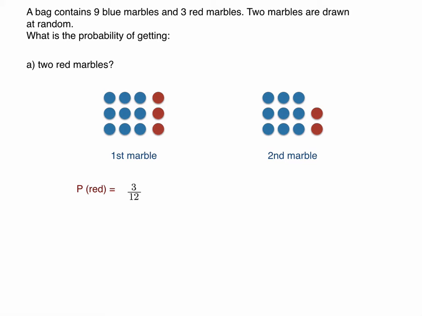So the probability of getting a second red marble is dependent upon the fact that you've already drawn a red marble, or not drawn one, in the first instance. So here our probability now is 2 out of 11. And to get the overall probability of 2 red marbles, we now multiply those 2 probabilities.